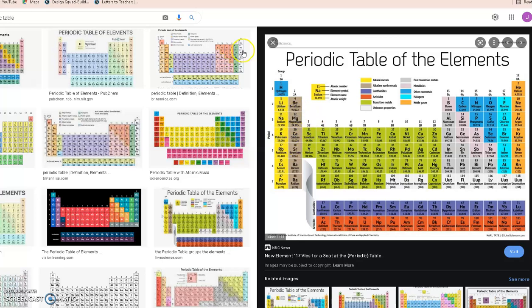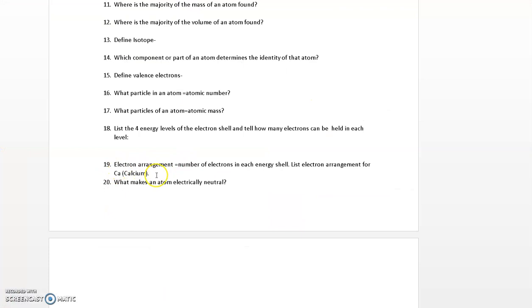So the electron arrangement for calcium would be, the first one would be 2 electrons, the second energy level would have 8, the third energy level would have 8, the fourth energy level would have 2.